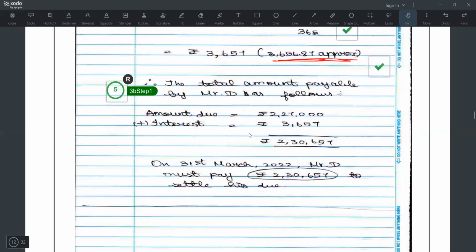Okay. And the total amount payable is the amount due plus the interest you need to add, and the final amount you need to pay within the due date. And this statement you need to write down. Everything needs to be written down. So entire 5 out of 5 marks he has got. So 13 plus 5, he has scored 18 marks in question 3.